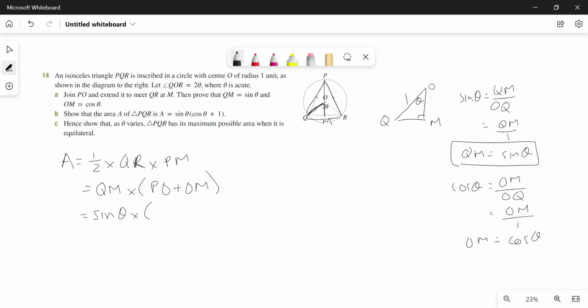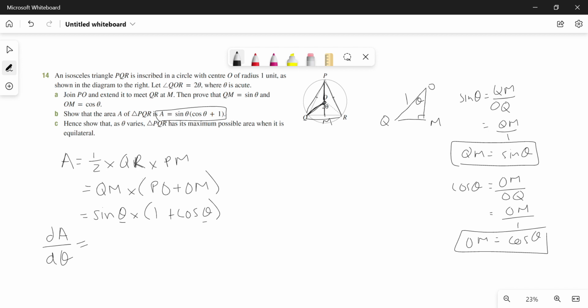Alright, what are we multiplying by? PO. Now, PO is just the radius again, because that's the center, so I've got a 1, and OM is cos theta. So you can see that the area is sine theta times cos theta plus 1. I've just got it back to front. Alright, and now we're looking at the maximum possible area. So we're maximizing. So dA d theta, because there's thetas in here, we can differentiate with respect to theta.